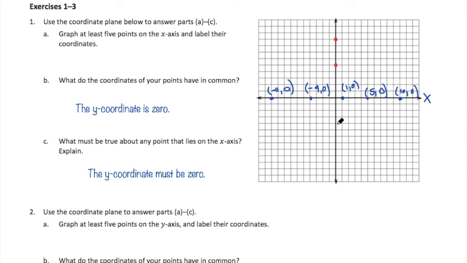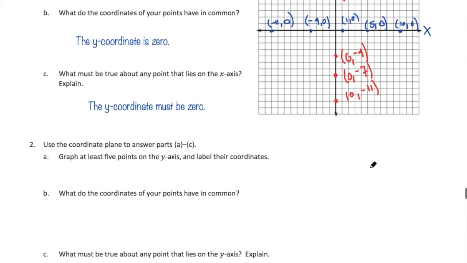So throw a couple points on the positive side, a couple points on the negative side. So this point here is 0, 5, and this point up above it is 0, 9. 0 left and right, 5 up, and 9 up. This one is down below, so it's 0, negative 4, and 0, negative 7, and 0, negative 11. Down, but none left or right.